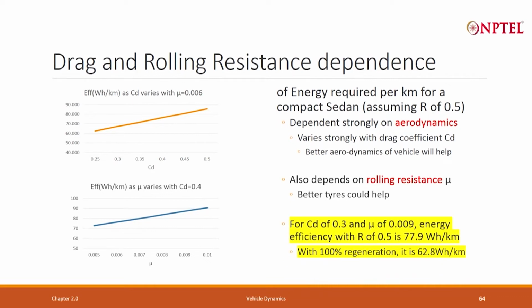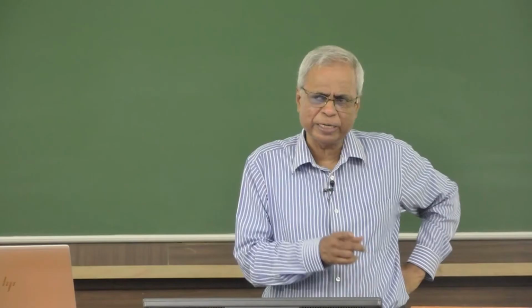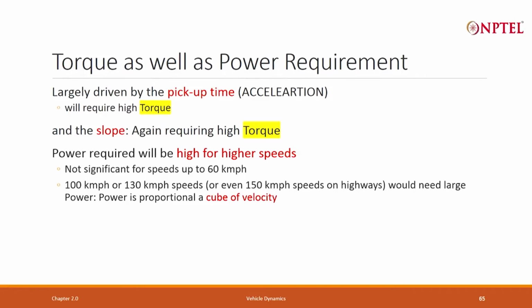So, this is something that I talked about. This is with R equal to 0.5, and with 100% regeneration it is much better. Now, so far I have not talked about torque, though I did compute torque. The importance of torque we have not talked about. Torque is required in acceleration, and again on the slope, and you will repeat why we have computed it. So, you will find that this is a major issue.